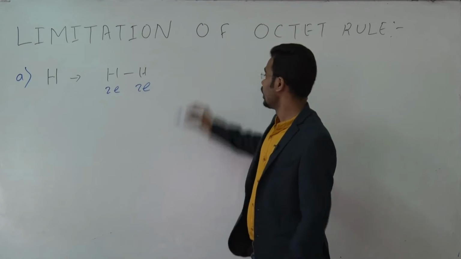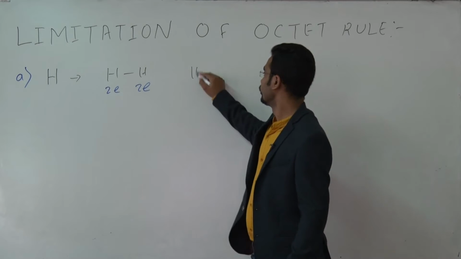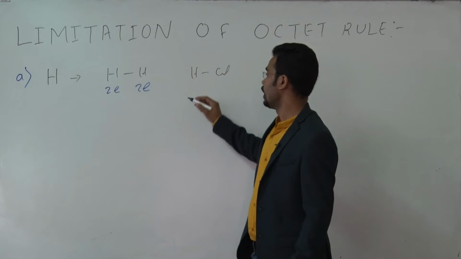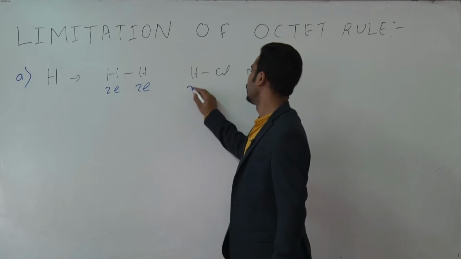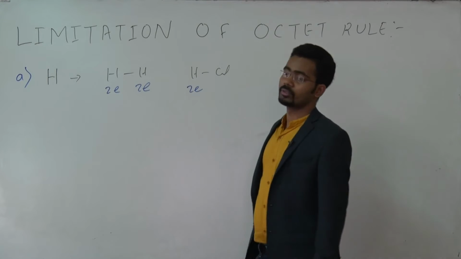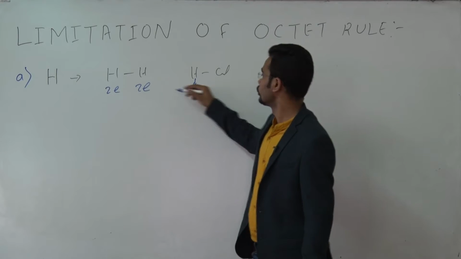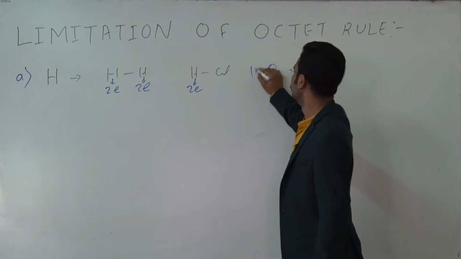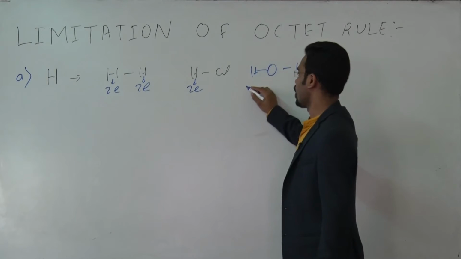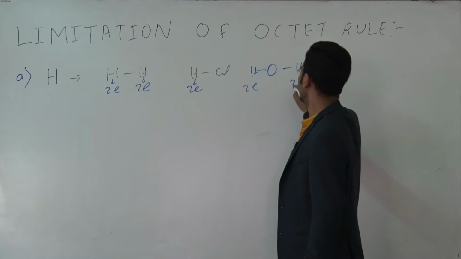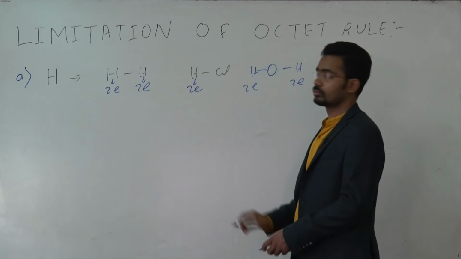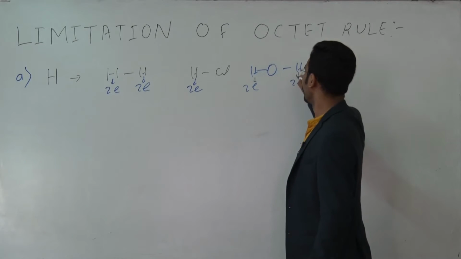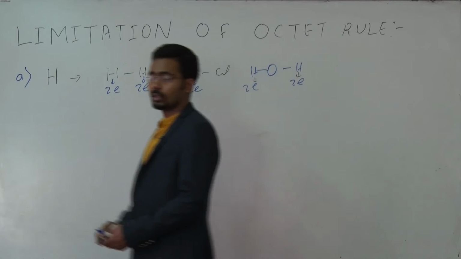In HCl, hydrogen has only how many electrons? Tell me. 2 electrons. So hydrogen has 2 electrons. In water, tell me, hydrogen has how many electrons? 2 electrons. So hydrogen does not obey the octet rule.